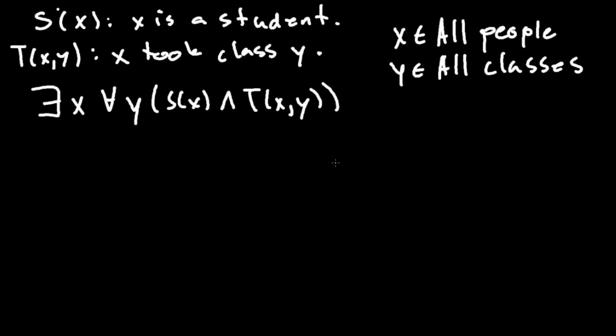The predicate S of x stands for x is a student, and the domain for x is all people. So we need to make sure that we're talking about a student in this case. And we also have the predicate T of x, y, which means that the person x took the class y, and the domain for y is all classes. So let's take a look at this one real quick. We have this there exists, and we have this for all. So there exists a person, and we have for all classes.